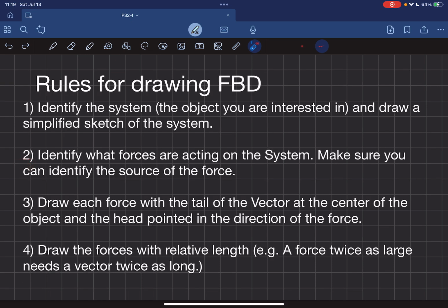Second step is that we're going to identify what forces are acting on the system. So we need to identify the forces and make sure you can actually identify the source of the force. If you don't have a good justification for why the force should be acting on the object, then there's a good chance that that force doesn't actually even exist.